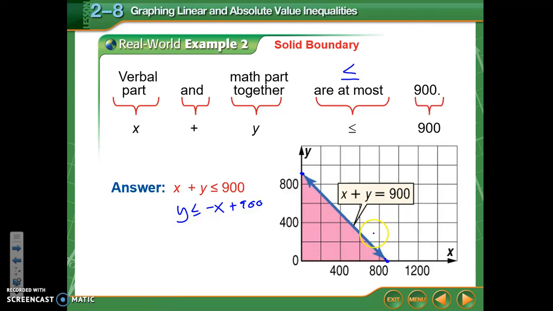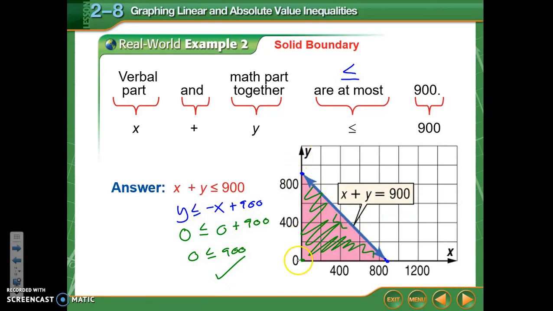That's my x-intercept. And then if we test a point, so let's say we tested 0, 0, because it's on one side of the line and it's not on the line. I get 0 is less than or equal to 0 plus 900, which is 0 is less than or equal to 900. That's true, so I shade the side of the line that contains 0, 0.